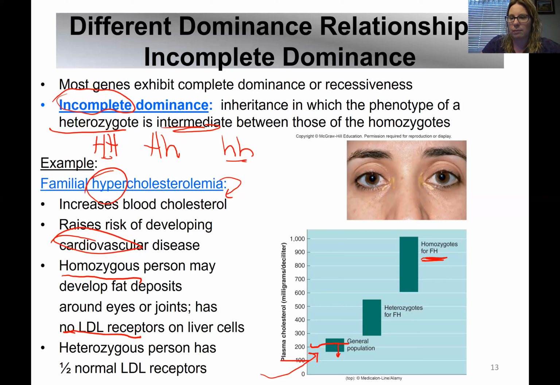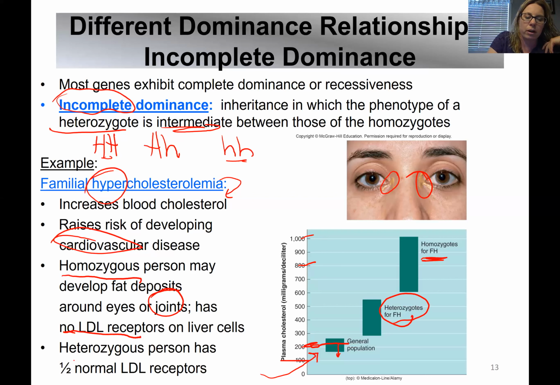They don't have the receptors on those cells to grab onto the cholesterol and pull it out of the bloodstream. And so they may get fat deposits around the eyes, be at extreme risk for cardiovascular disease, have fat deposits in the joints, and lots of problems. Look at here. They may be up to 800, 900, or 1,000 milligrams per deciliter when you're supposed to be below 200.